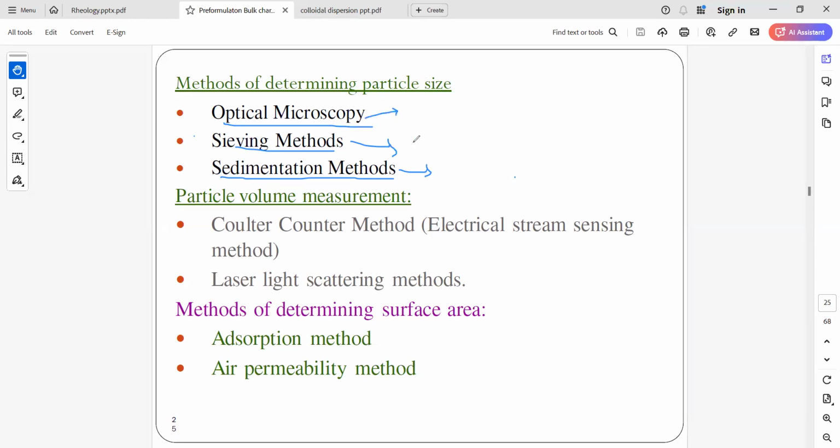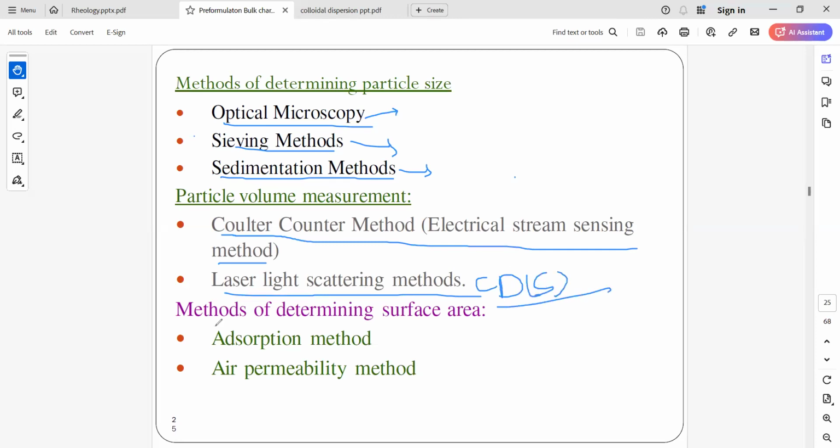Then optical microscope, sedimentation method. Sedimentation method, as we have discussed, is the Anderson apparatus. What is the volume of the Anderson apparatus? Then Coulter counter method. Then laser light scattering, which is also known as dynamic light scattering. Then the method of determining surface area. This we have discussed in the previous lecture.